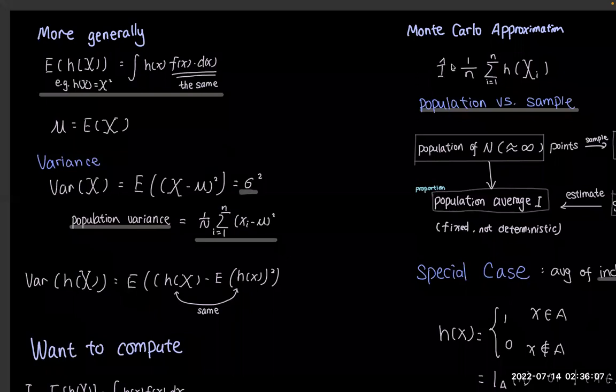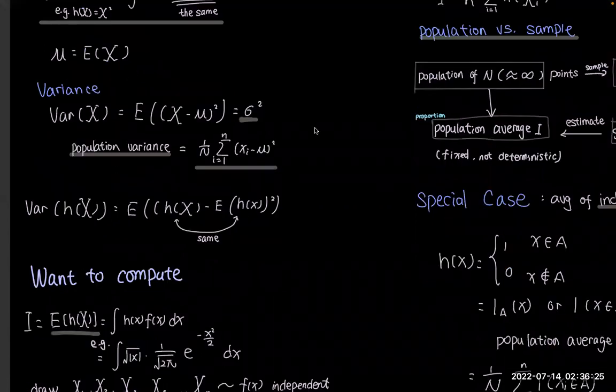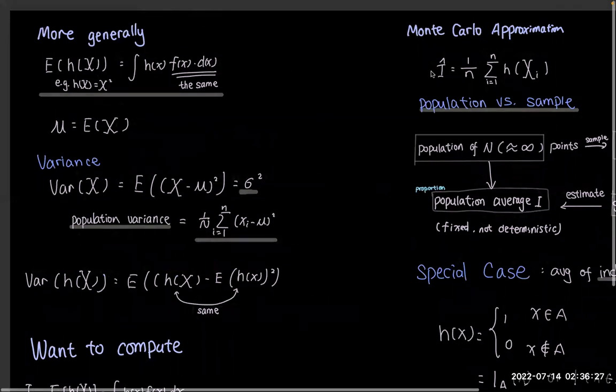We put a hat on top of it, meaning that this is an estimate of I based on a random sample from this population. Because the x_i are random, this estimate is also random, meaning that suppose each one of you does the same experiment, and each one of you will report a different number.